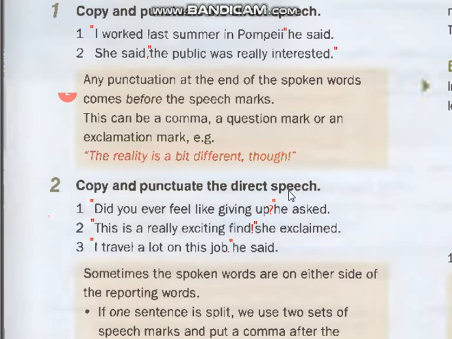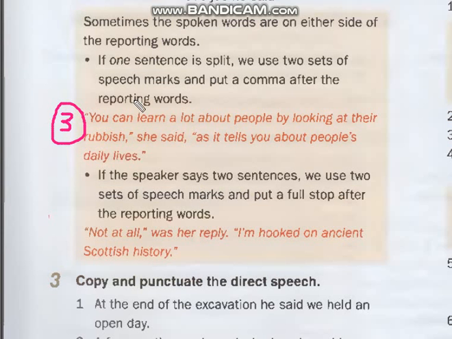Add the answers, or if you want in the notebook, but you need a thin-tipped pen if you want them in the book. Okay, the idea number 3. If there are 2 sentences, if the speaker says 2 sentences, we use 2 sets of speech marks and put a full stop after the reporting words. Example: You can learn a lot about people by looking at their rubbish, comma. Because there is another sentence, we put a comma. Okay, there is another sentence the speaker says.